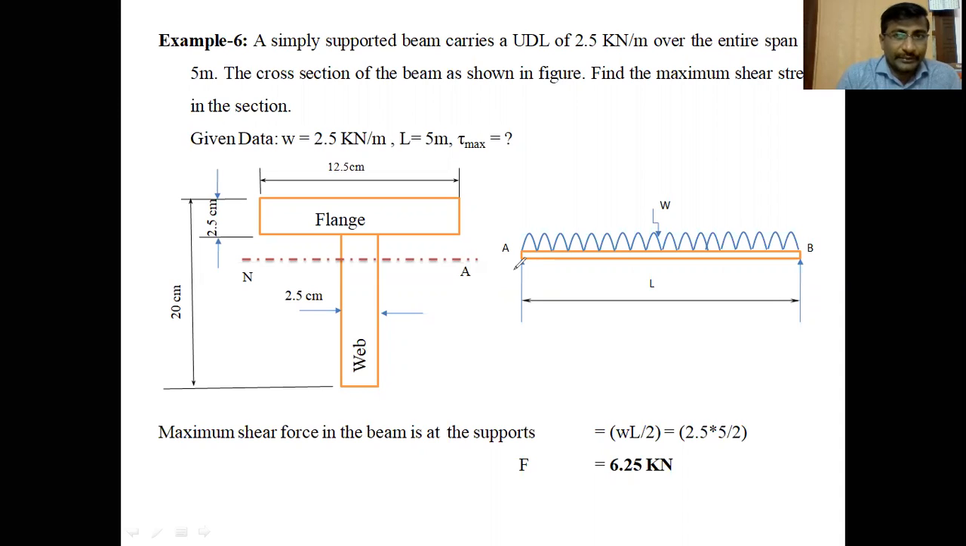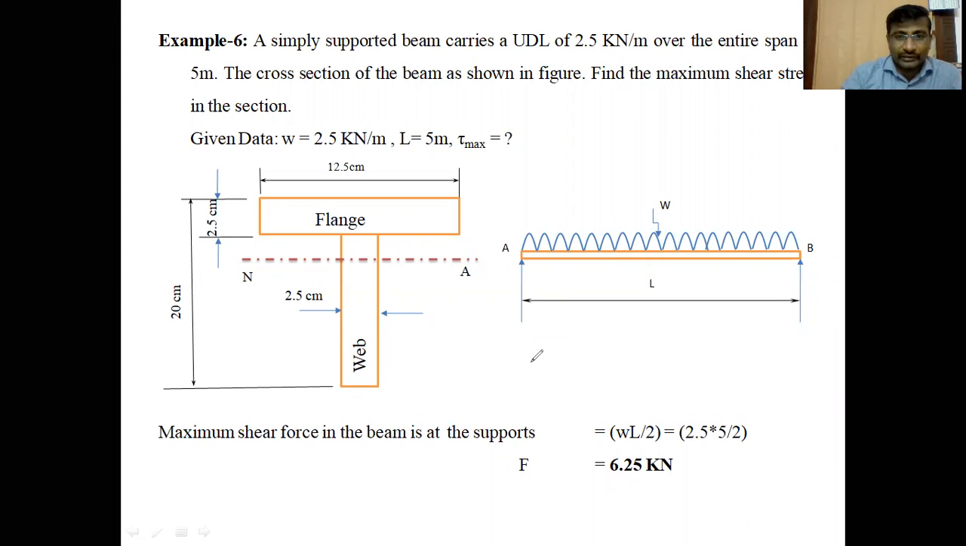Here the given data is a simply supported beam having a UDL value W equal to 2.5 kilonewtons per meter over the entire span of 5 meters, so the length of the beam is L equal to 5 meters. We have to find the maximum shear stress at the neutral axis. For the given beam and load, the maximum shear stress in the beam is at the supports.